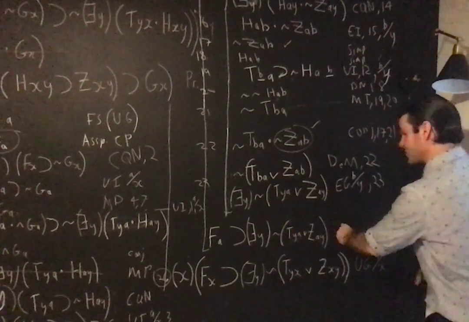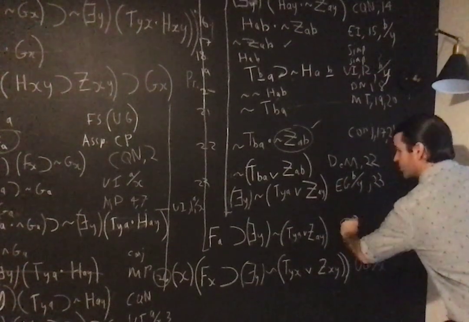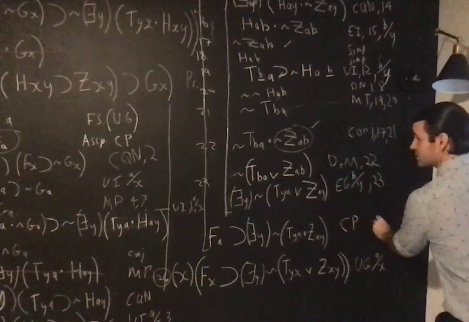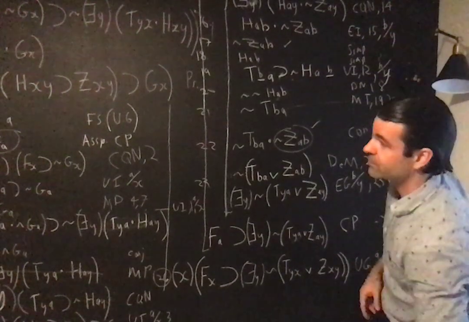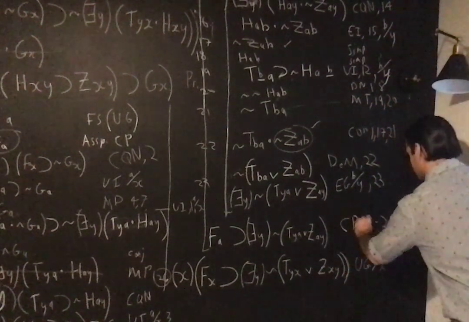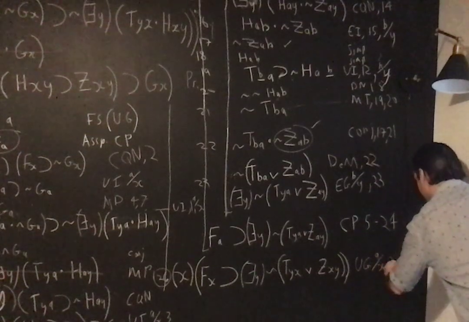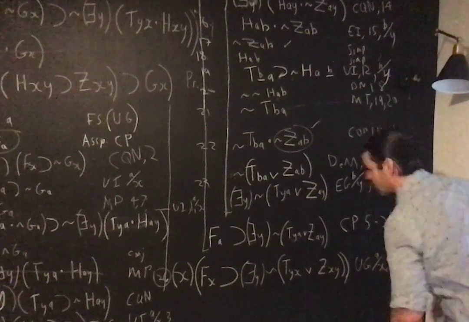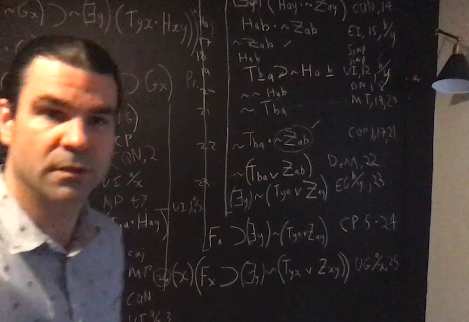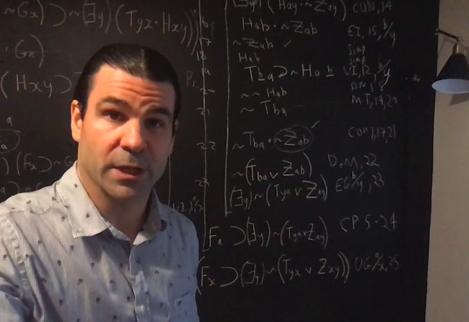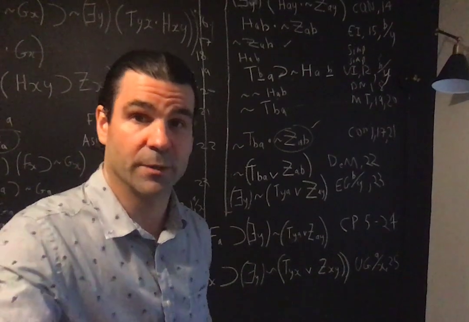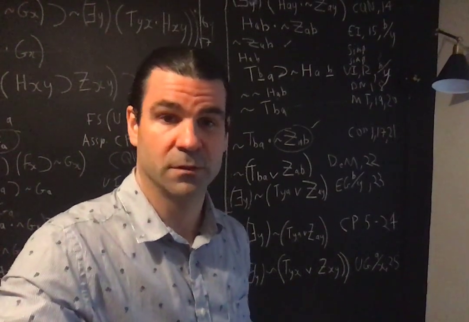Okay, and then CP, that's the conditional proof from 5 to 24. UG 25. All right. Here it is. Okay, I'll come back and do a model universe proof of invalidity.